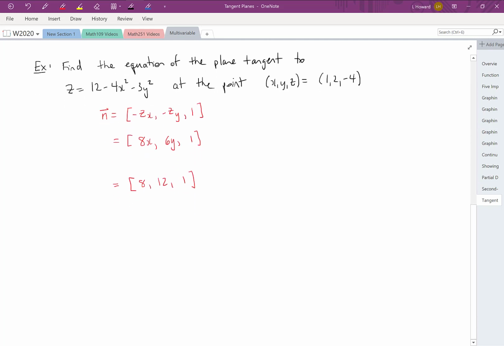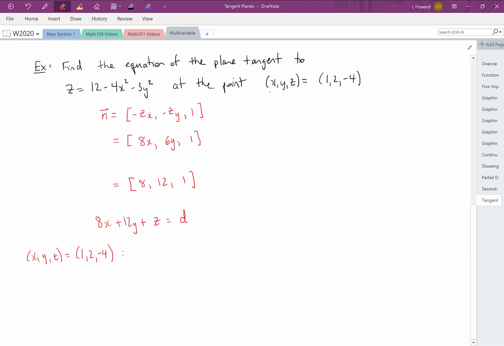Now you may remember from linear algebra, what the normal vector does is it gives you the coefficients for x, y, and z in the equation for your plane. Anytime you've got a normal vector to a plane, anywhere throughout linear algebra, the components of that normal vector are going to give you the coefficients of x, y, and z in your equation. So we can jump from this normal vector immediately to 8x plus 12y plus z equals some unknown number. I'm just going to write d here. And the way we're going to get our d value is to sub in x, y, z equals 1, 2, negative 4.